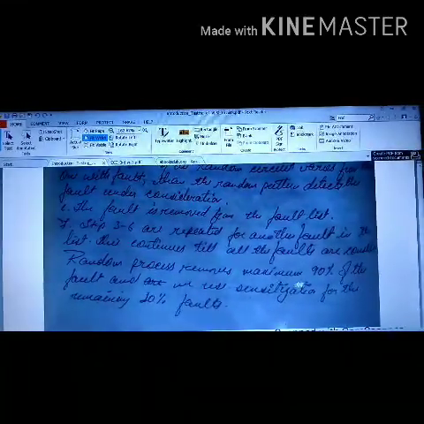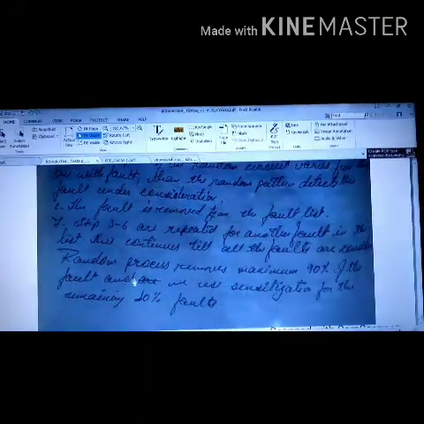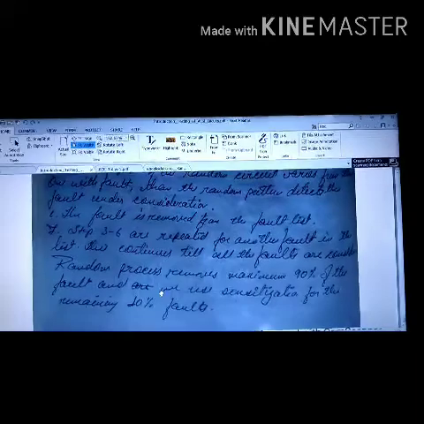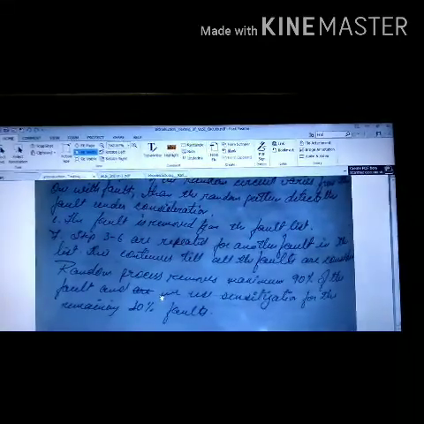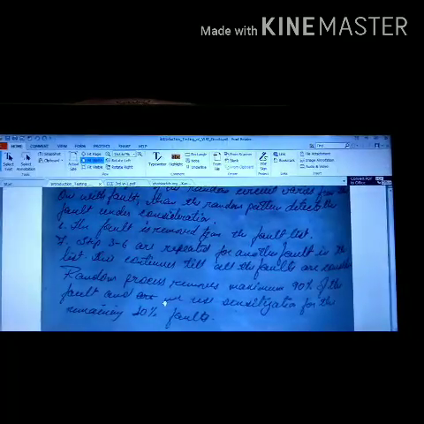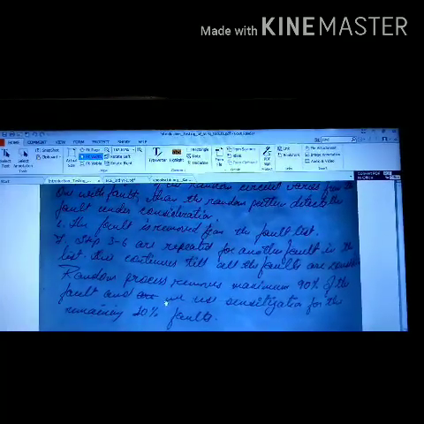Random patterns remove a maximum of 90% of the faults, and we use sensitization for the remaining 10% of the faults. In this way the ATPG algorithm works. Hope this was very clear to you.